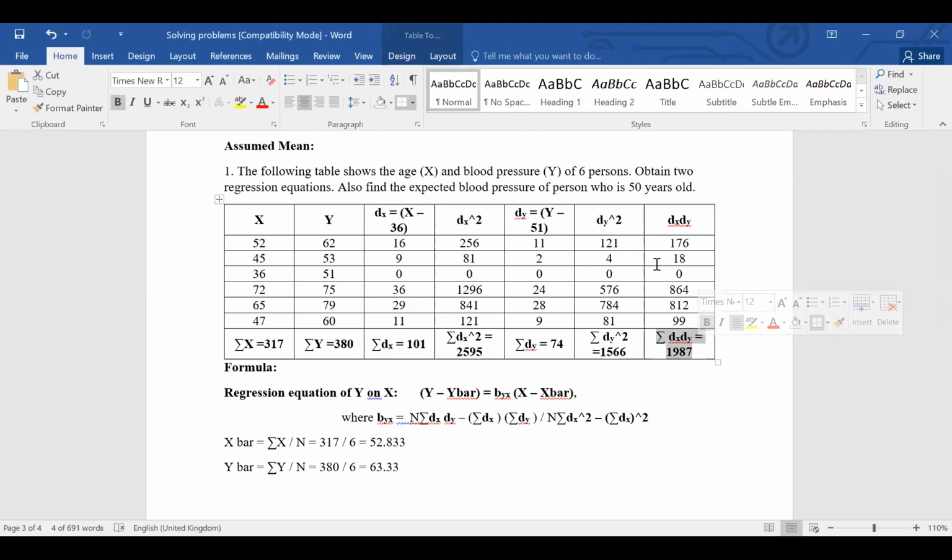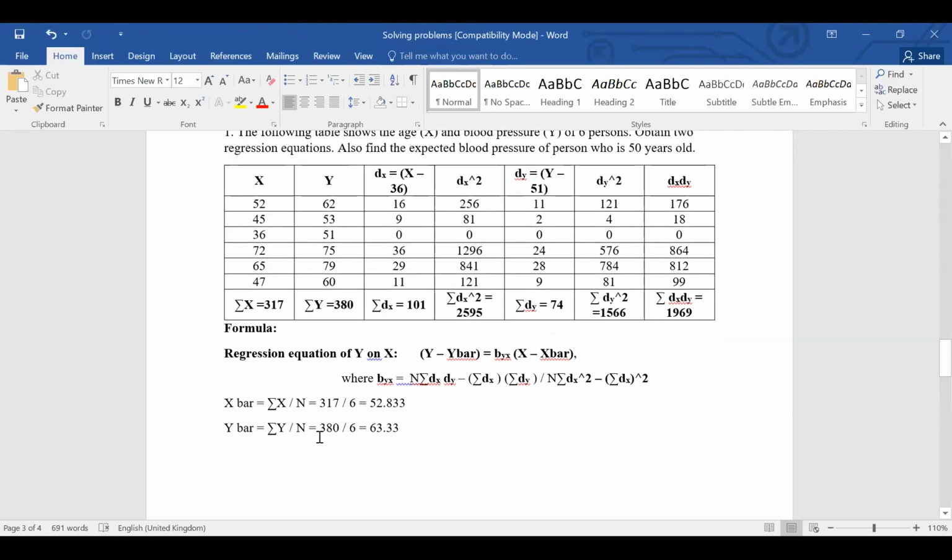So the answer will be 1969, sir. 1969. Okay, good. Done. Now we got the x bar and y bar values, right? Okay, fine. Now what do we have to do?